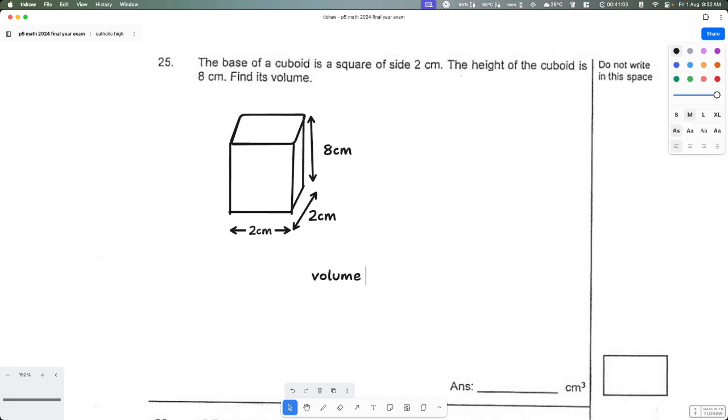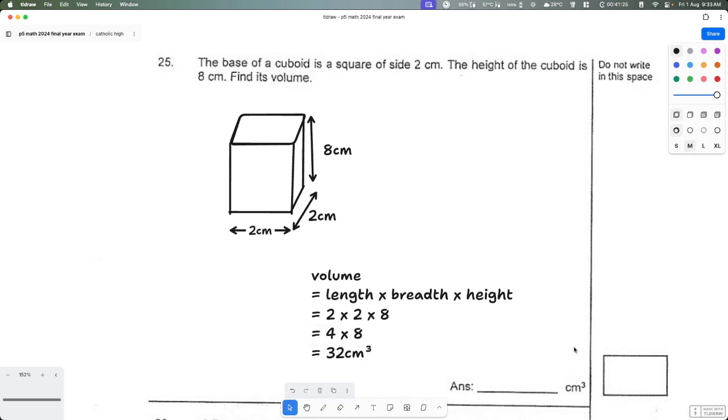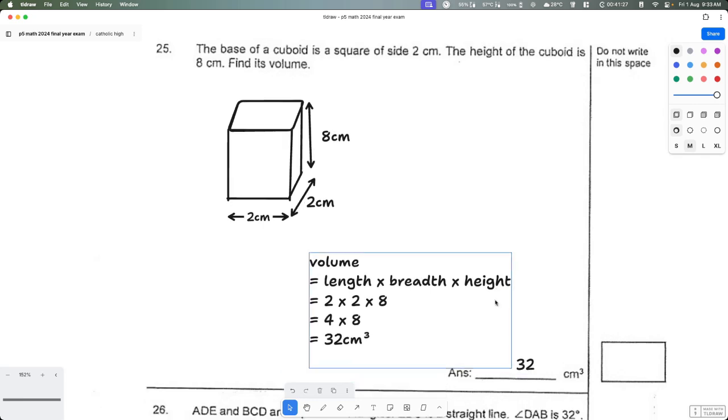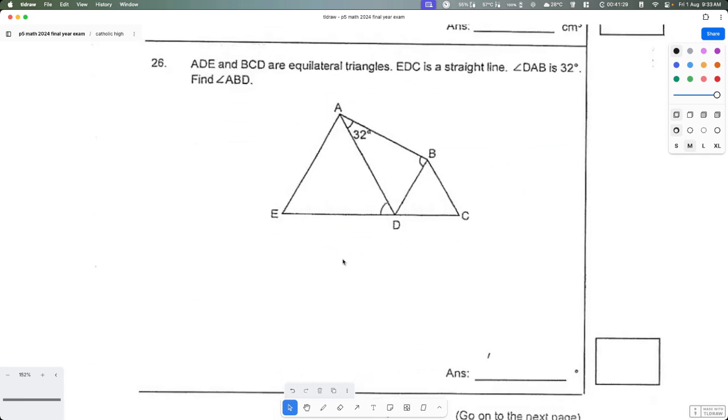Volume is equal to, and I always like to write it down just to refresh, length times breadth times height, and this will become 2 times 2 times 8, which is 4 times 8, and this will give you 32 centimeter cube. So the answer to this is 32 centimeter cube. That's it. All right, let's move on to question number 26.